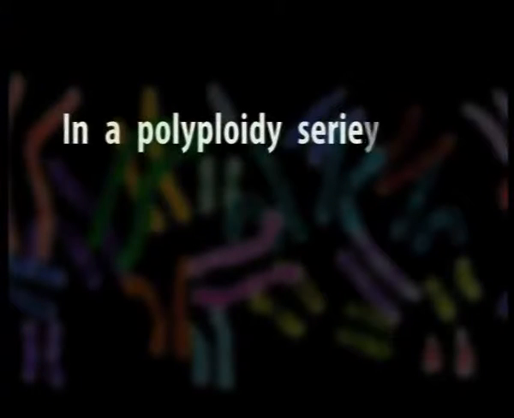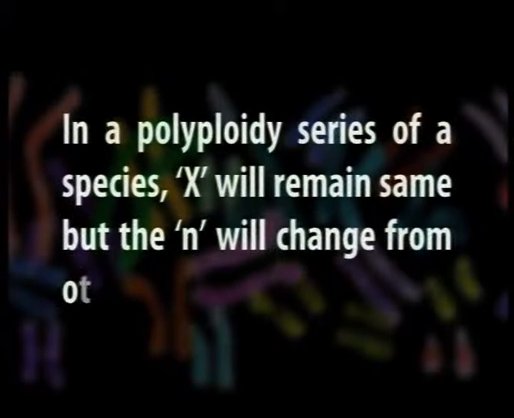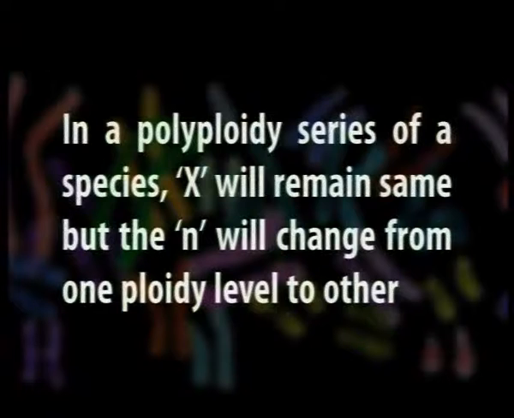The x in the case of polyploids, for example, will remain constant, whereas the n will change. Say, for example, we have hexaploid wheat where x remains 7 and n is 21. In the case of tetraploid wheat, for example, x will remain the same, that is 7, whereas n will be 14.